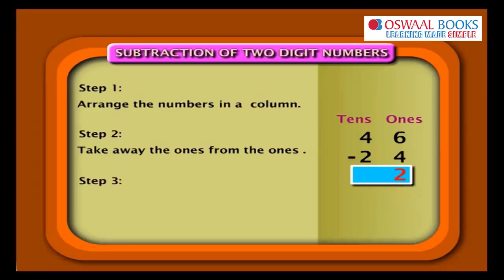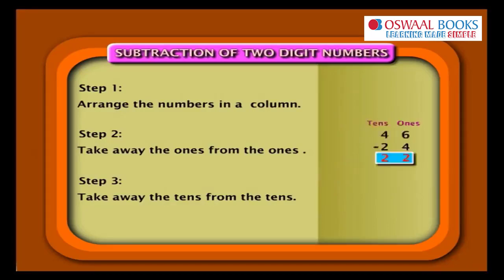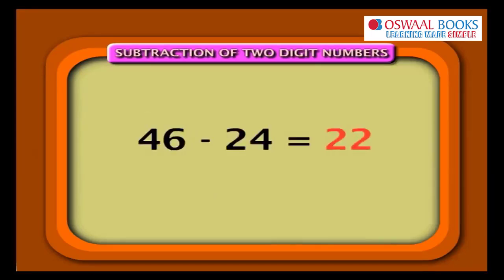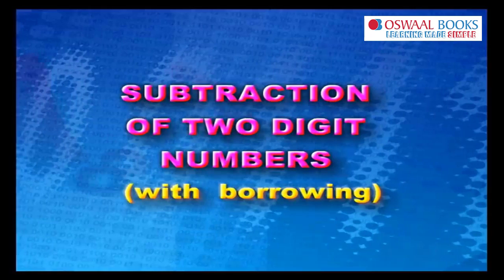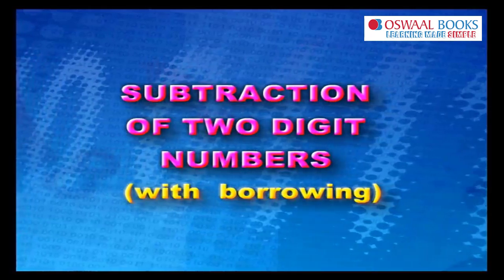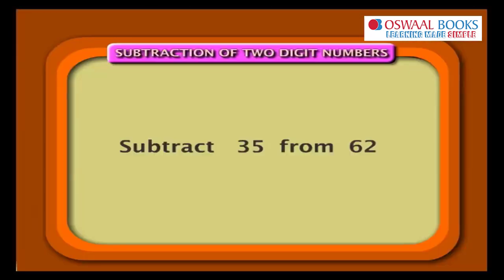Step 3. Take away the tens from the tens. Take away 2 from 4. We get 2. Write 2 below the tens column. Thus, 46 minus 24 is equal to 22. Subtraction of two-digit numbers with borrowing. Example, subtract 35 from 62.